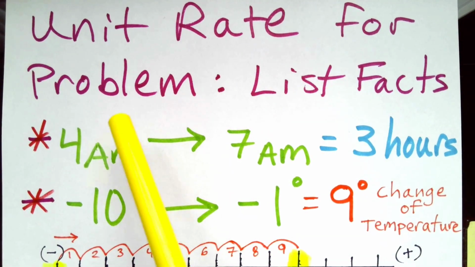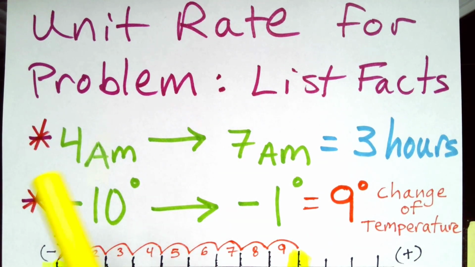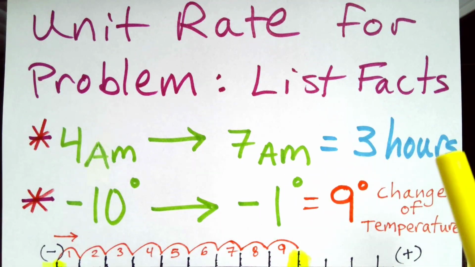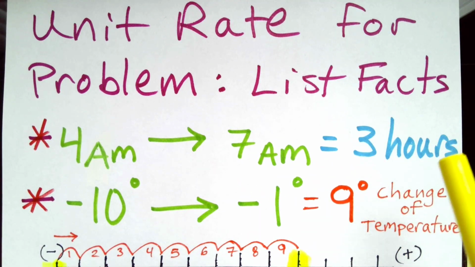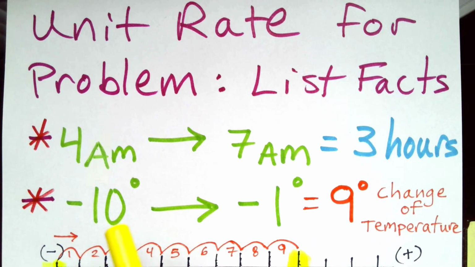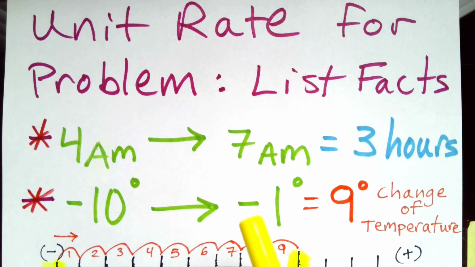All right, so the unit rate problem. From the listed facts, 4 a.m. to 7 a.m. is 3 hours. Every 3 hours, there was a change from -10 to -1 degrees. That is a total of a 9-degree change. Again, I'm not interested in the negative values. I just want to know the total change of temperature between -10 and -1. It's 9 degrees. That's what I'm interested in.